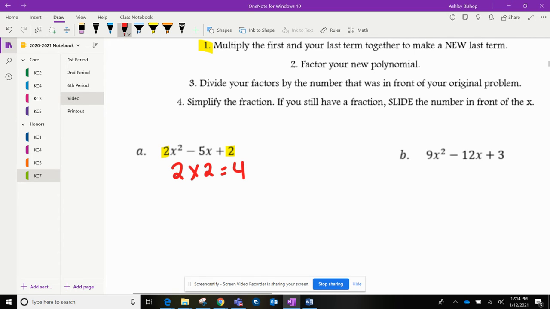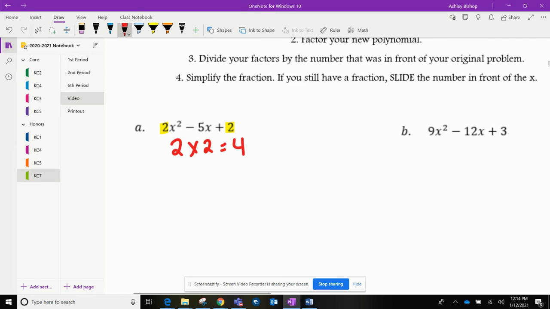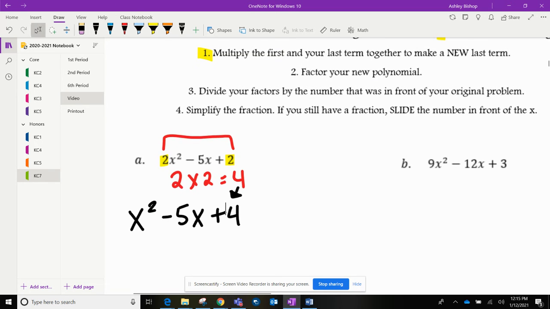And then I'm going to rewrite my equation. So this 2 and this 2, I literally combined them, so those 2's are gone. So I am left with x squared. There's nothing in front of this x squared anymore. Minus 5x, because nothing happened to that minus 5x, plus 4. I'm replacing it with the numbers after I combined them. I got 4. Okay? That's step 1.